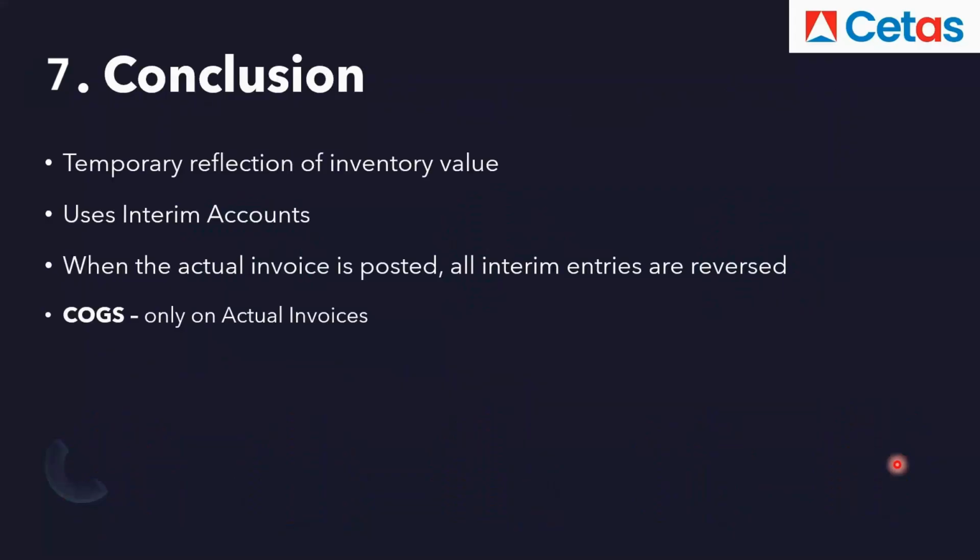To wrap it up, expected cost posting is simply a temporary reflection of the inventory value in the GL before the actual invoices arrive. It uses interim accounts to simulate inventory and cost movements, but these entries never affect the profit and loss. When the actual invoice is posted, all interim entries are reversed and the real purchase, inventory and COGS entries are posted.